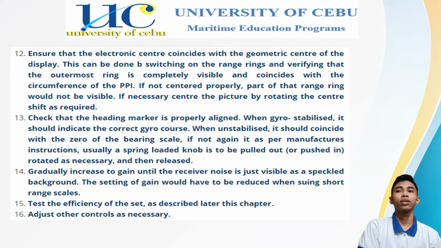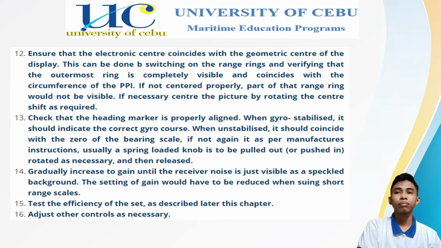Number 12. It ensures that the electronic center coincides with the geometric center of the display. This can be done by switching on the range rings and verifying that the outermost ring is completely visible and coincides with the circumference of the PPI. If not centered properly, part of that range ring would not be visible. If necessary, center the picture by rotating the center shift as required.